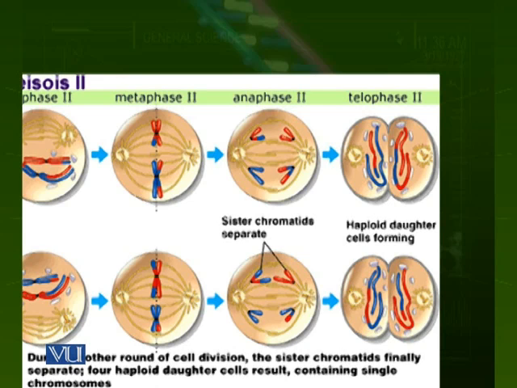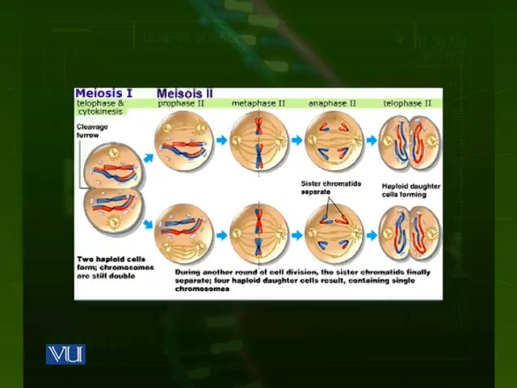Nuclear membrane starts forming. Nuclear material starts decondensing again and becomes invisible as that of the interphase. The spindle fibers are degraded, and each cell is divided into two, making a total of 4. So in meiosis I, what happened?